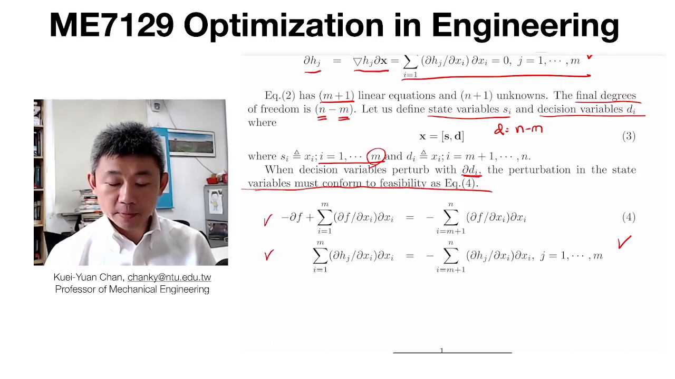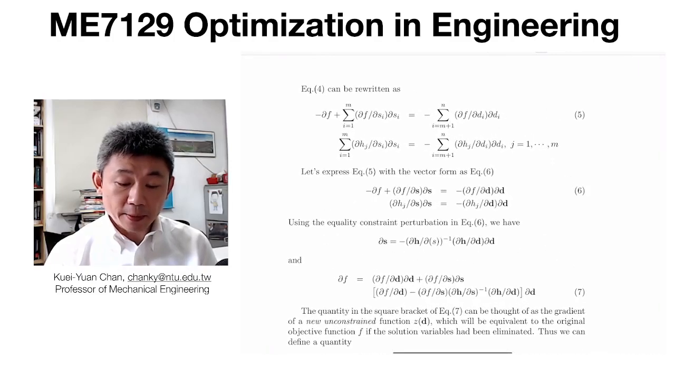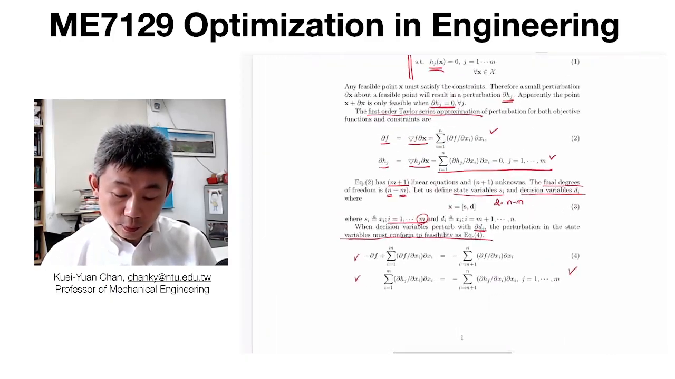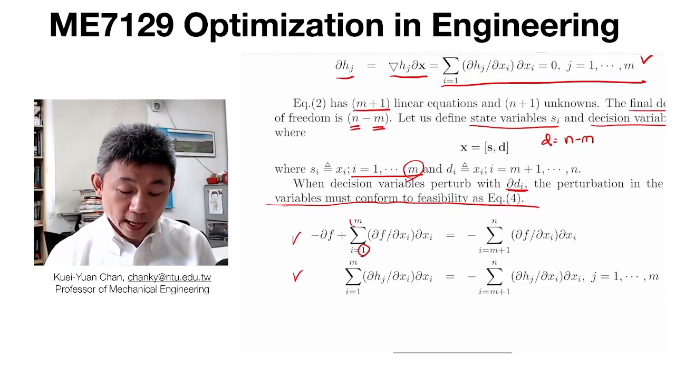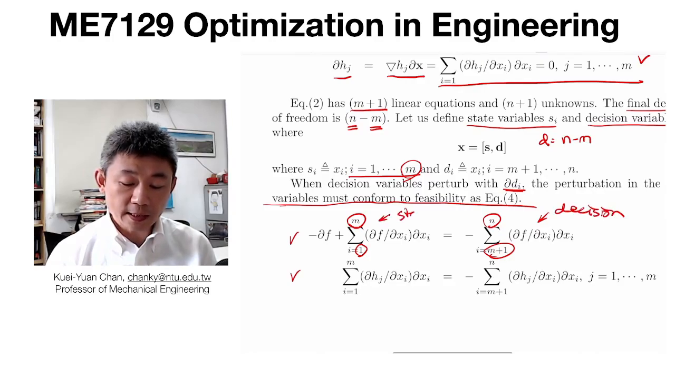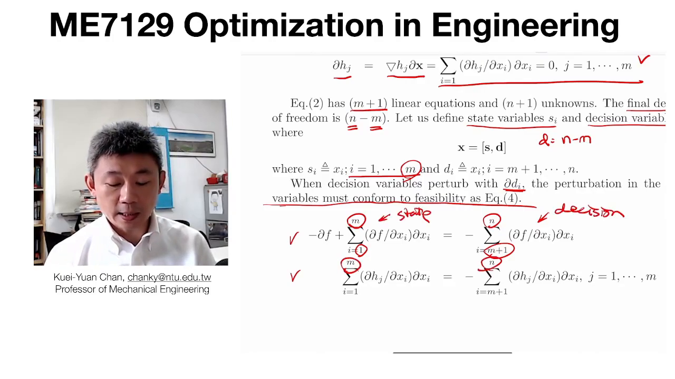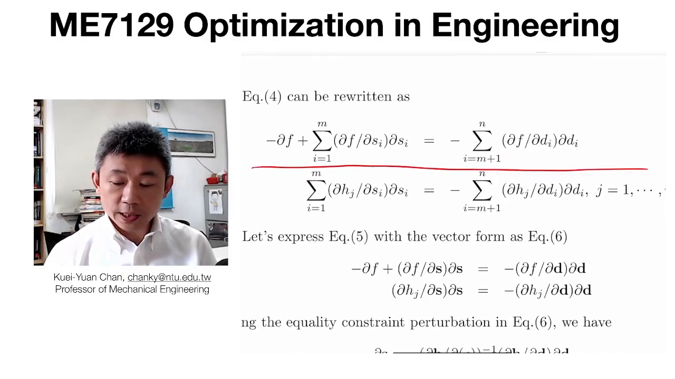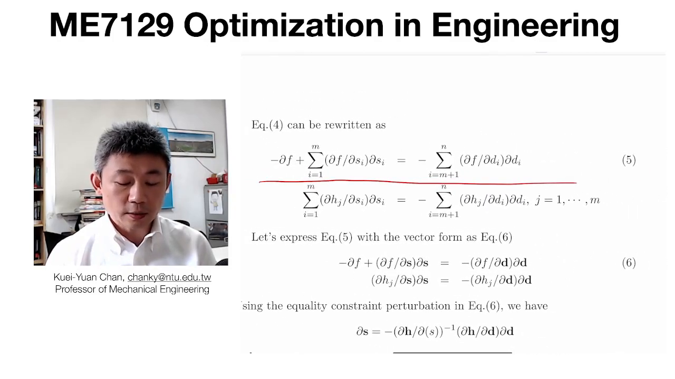Okay. And then we can further separate into the state and decision. So this is the separation into state and decision, because previously we did i from 1 to m and m plus 1 to n. So this is related to decision. This is the separation into state. Okay, so it's the same in the equality portion. So let's move to the next, equation 5, which separates into state and decision. So here is the state and here is the decision.